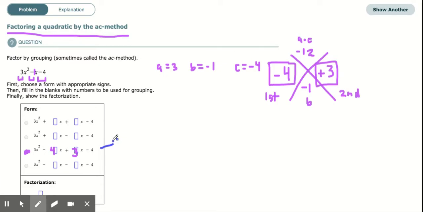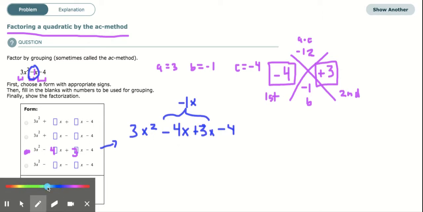Now let's take this and let's just rewrite it out. 3x squared minus 4x plus 3x minus 4. Now, I want you to realize we didn't really change anything, okay? This here, this -1x, we just rewrote that as -4x plus 3x. What is -4x plus 3x? Well, that's -1x, and that's what we had before, right? So we didn't really change anything, we just changed what it looks like so that we can factor it.